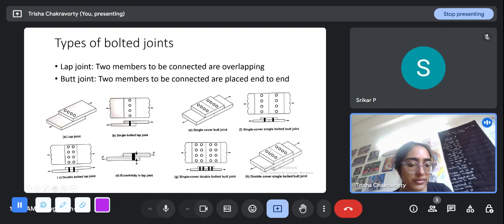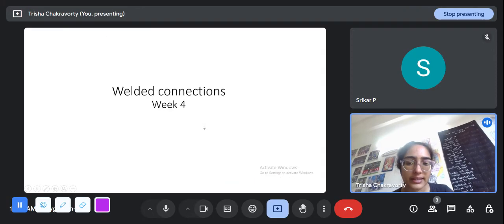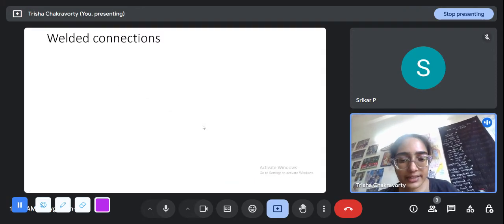Through these cover plates, they will be bolted. So the cover plate will be bolted to this member and to this member. As a result, these two members will be connected. Week 4, we looked at welded connections.